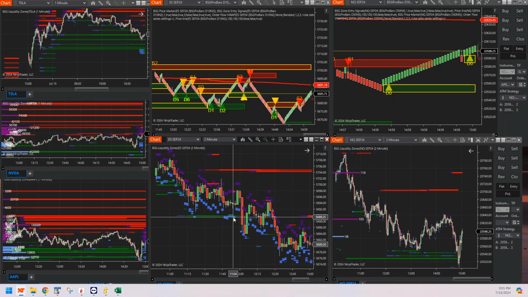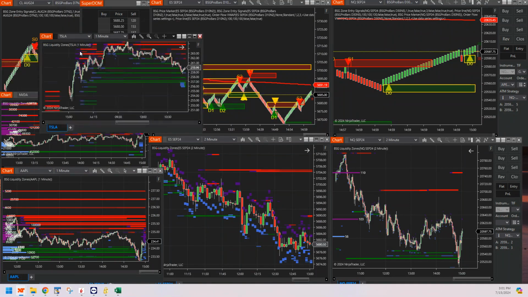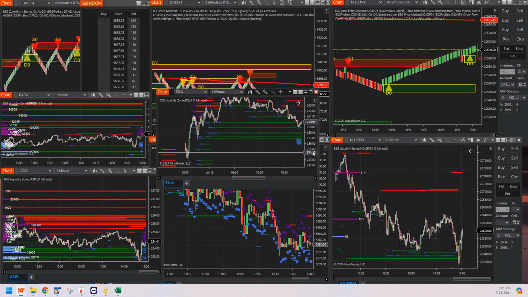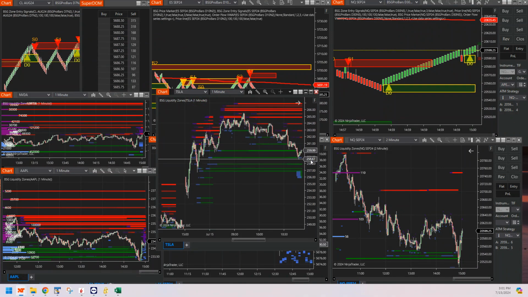So this is what I want you to find out, exactly how you can trade the market. Even though ES is the best way to look at the overall market, the same rule applies for any stocks as well. In this case I'm looking at Tesla. Let's look at Tesla right now. Okay, this is from the morning.